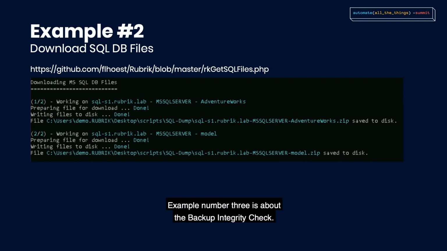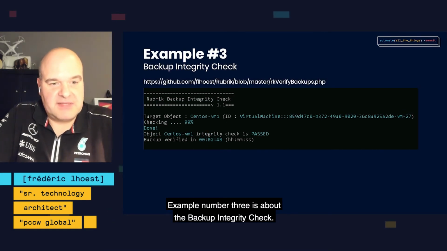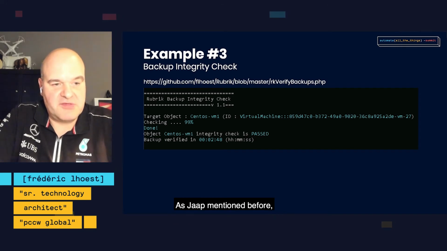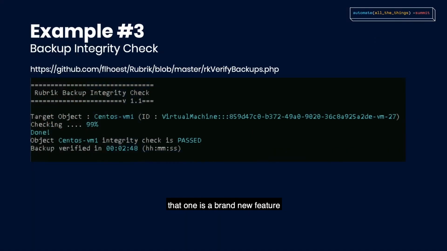Example number 3 is about the backup integrity check, as Jaap mentioned before. So that one is a brand new feature of Rubrik CDM 5.3, the winter release. And today there is no way to use that feature from the Rubrik UI. You need to do API calls. So the PowerShell SDK is provided with a couple of functions related to that. But I thought it was interesting to add these into my framework so I can make good use of my backup integrity check by myself.